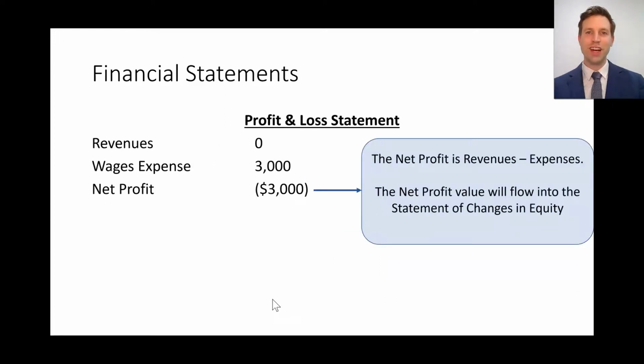So now we can actually create the financial statements. From the adjusted trial balance, we look for any revenues. And in this business, we haven't yet sold anything, so our revenues are 0. But we do have expenses. We've got $3,000 of wages expenses.